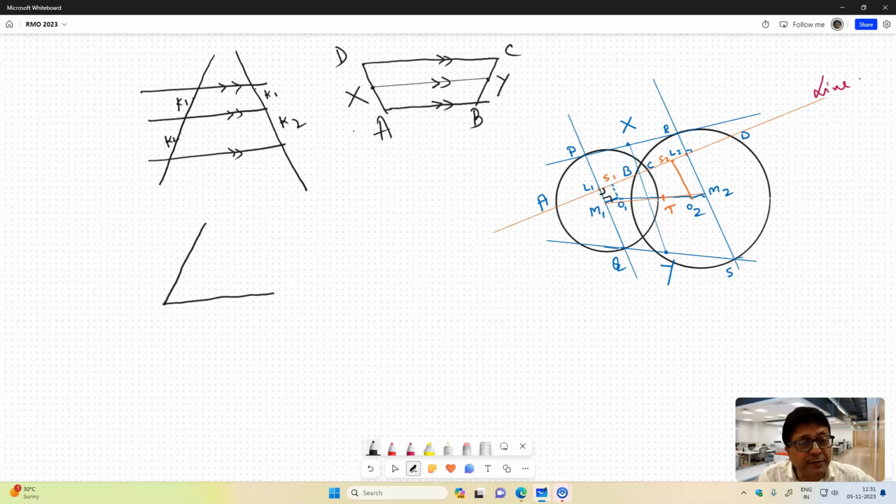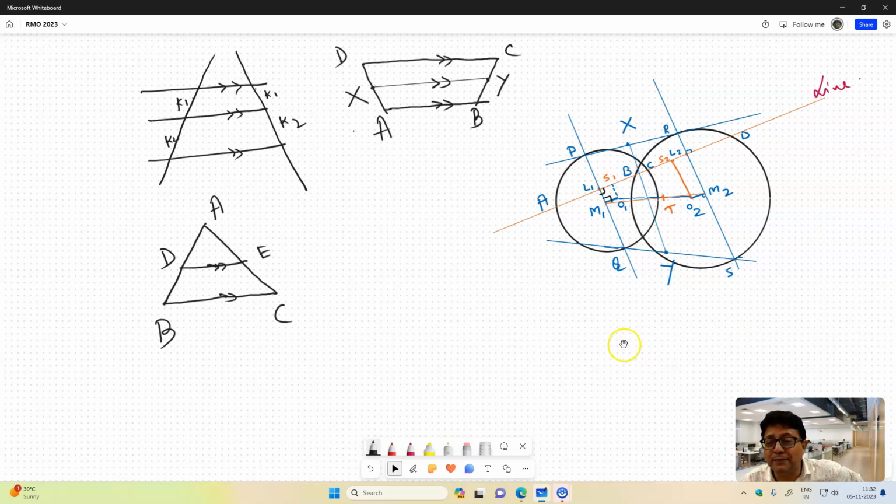Basic proportionality theorem in case of triangle. Okay, just let me remind you of these things. If this is the triangle and DE is parallel to BC, then you can easily prove that AD by DB equals AE by EC.